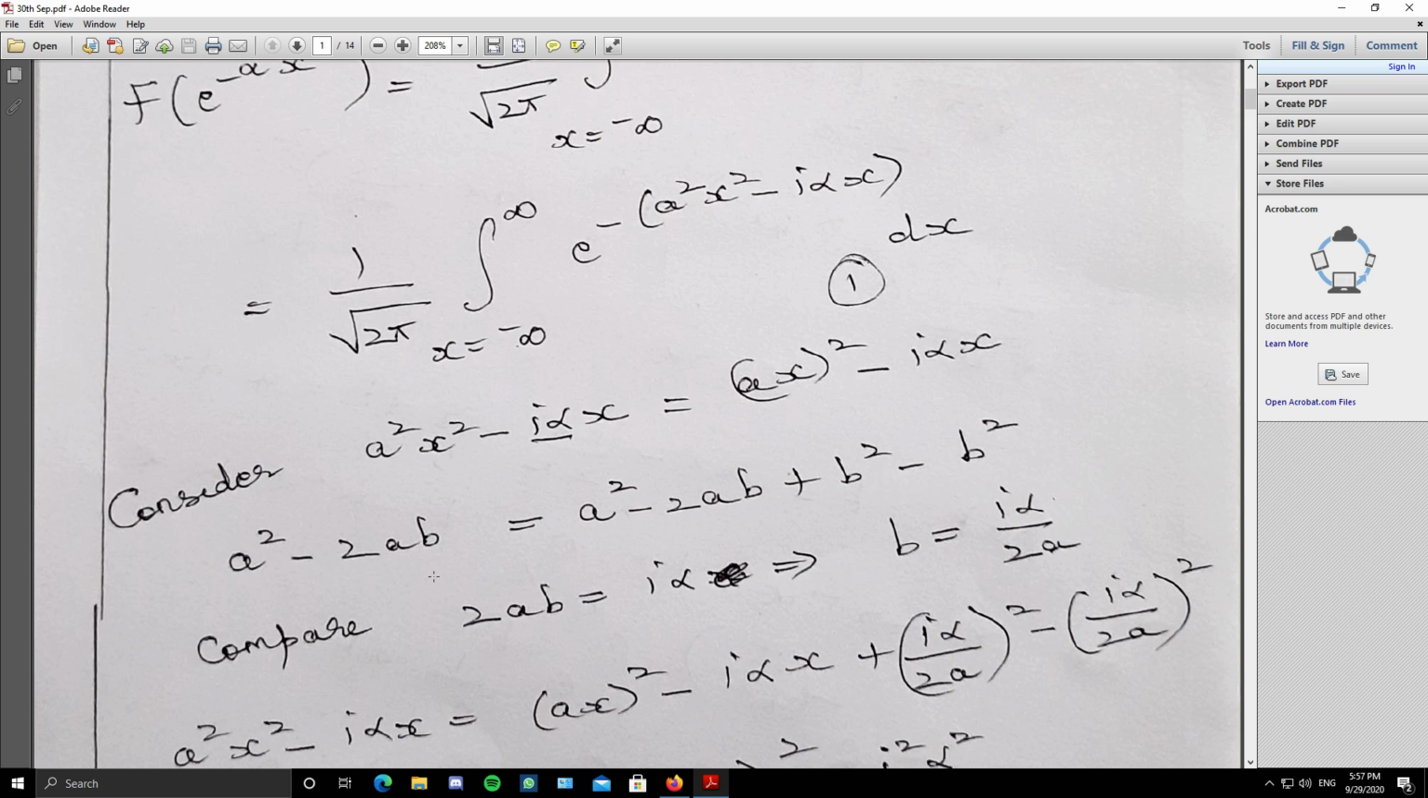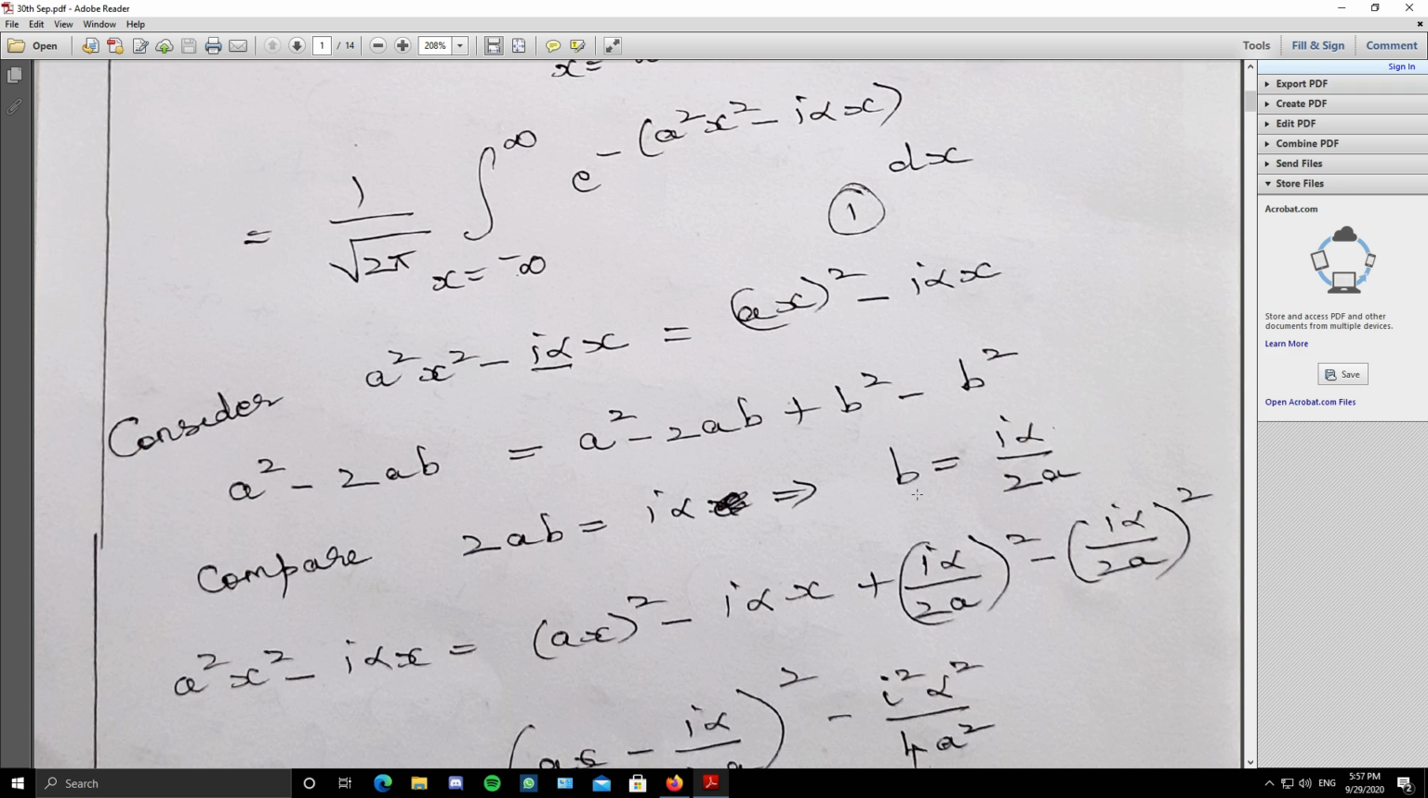So we should find b. So compare these two terms. 2ab equals I alpha, because x is in the first term. So what is b? I alpha by 2a. So this b square is added and subtracted to this term.